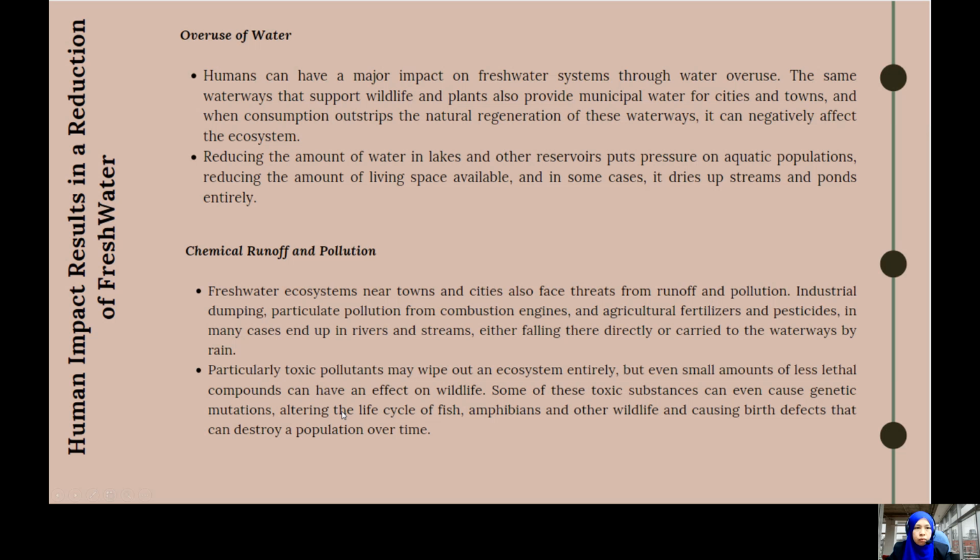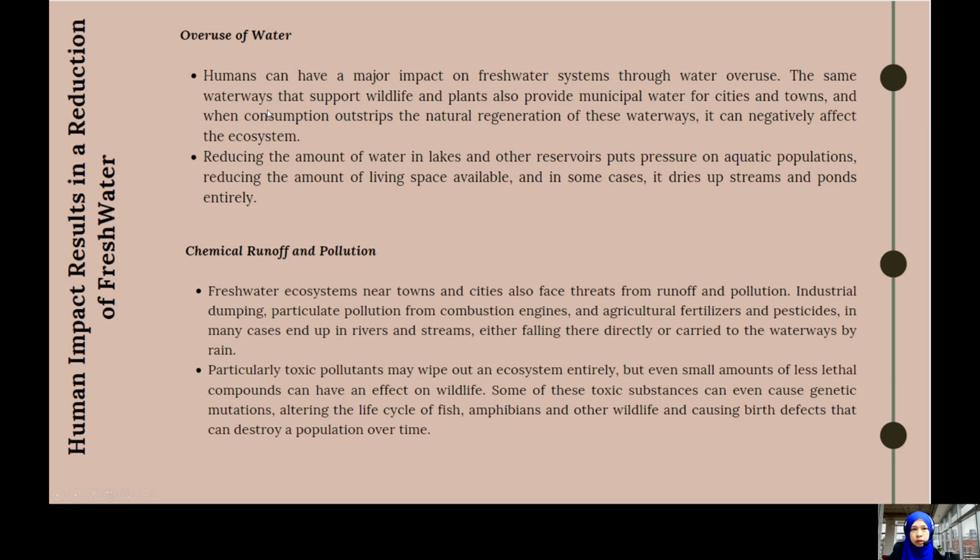Okay, an overview of water. Humans can have a major impact on freshwater systems through water overuse.